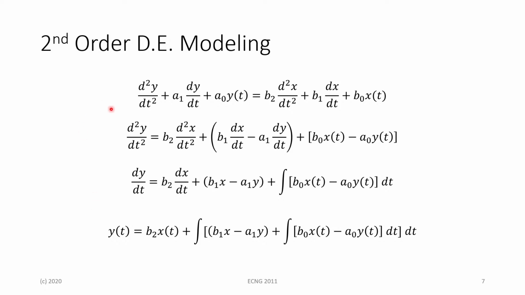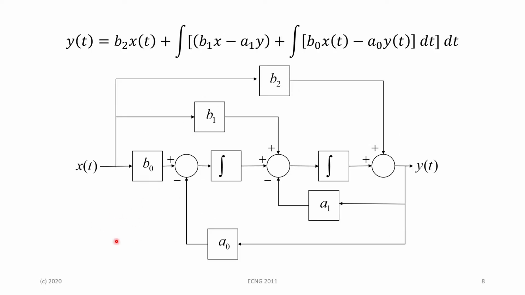So now that we have moved from our second order differential form into our integral form here, with y of t being the subject of the formula, the full mapping of this is given by this block diagram here. And yes, it looks a little bit scary.